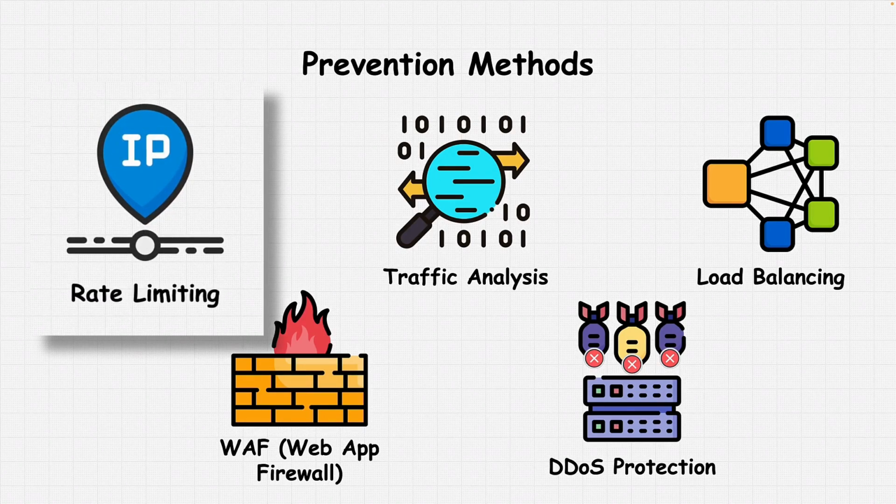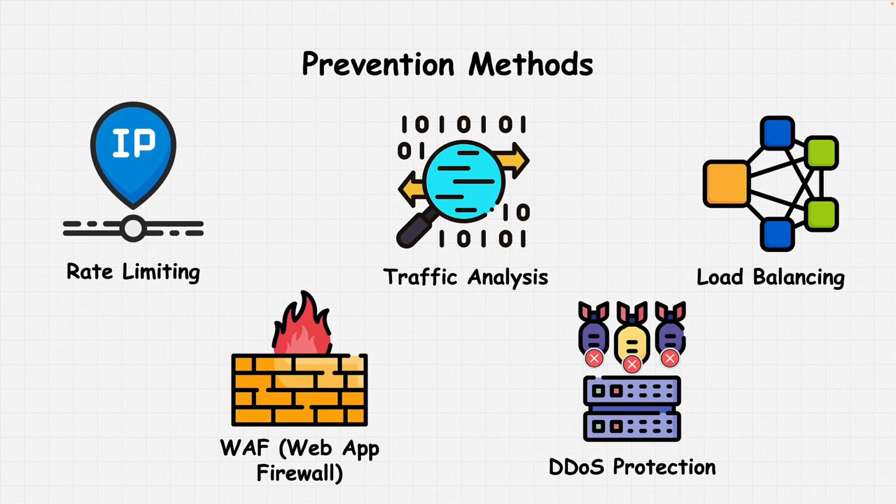One of those is rate limiting. Now, implementing limits on the number of requests a server will handle from a single IP address in a given time frame is crucial when protecting against regular denial of service attacks. Also, implementing web application firewalls is crucial in order to filter and block malicious traffic based on known attack patterns.